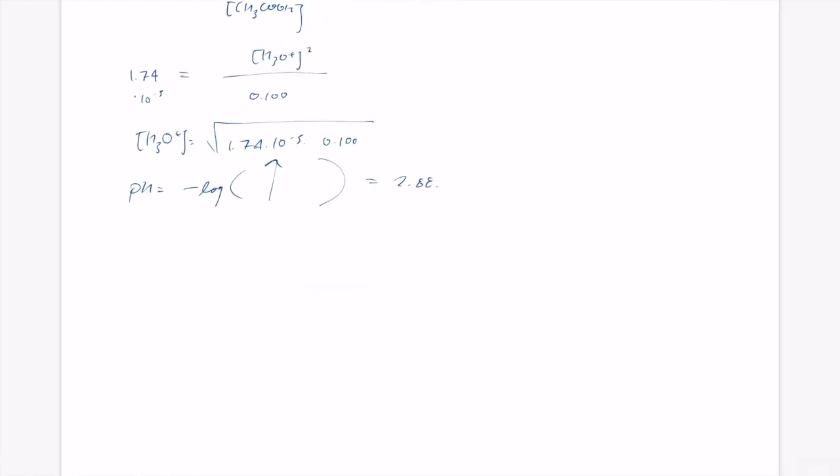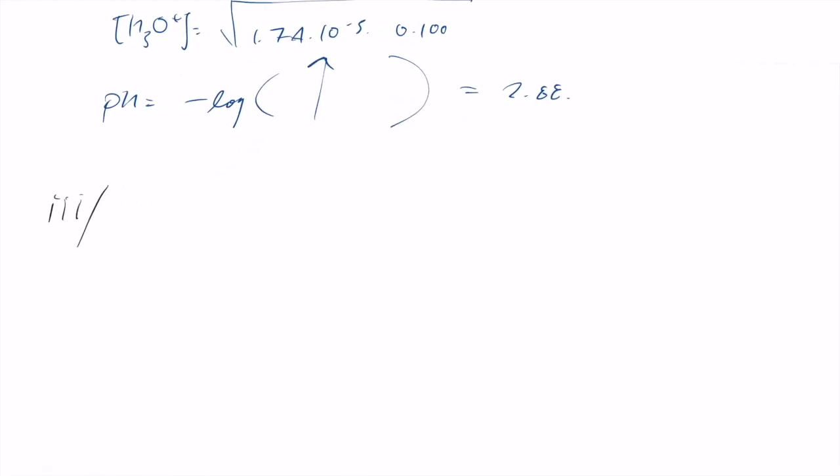Now, the third part of this question is, outline, using an equation, why sodium ethanoate is basic. Well, if we think about it, the ethanoate ion is the strong conjugate base of ethanoic acid, the weak acid, because again, if you have a weak acid, you have a strong conjugate base. If you have a strong base, you have a weak conjugate acid, and vice versa.